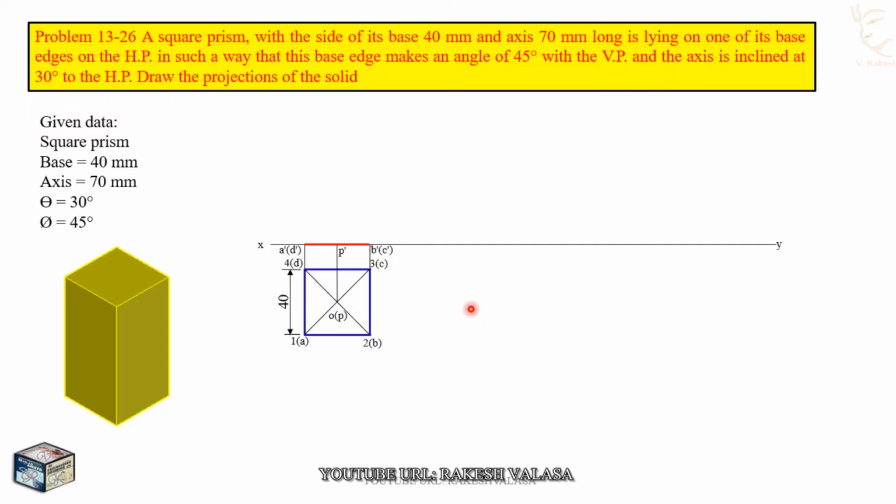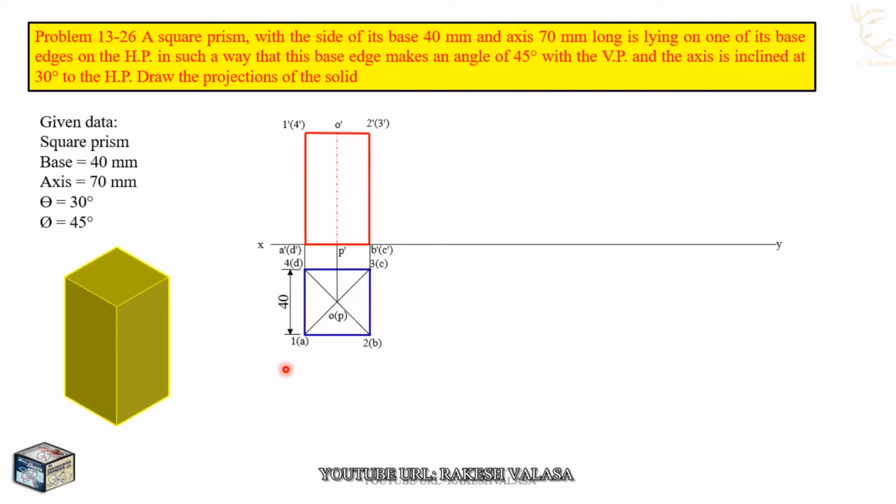Okay, after this, he has clearly mentioned that this square prism height means you can take axis length, that is 70 mm. So from each and every corner draw the 70 mm line from A dash, from B dash, then join those endpoints. Next, also draw the axis line. Next, give the notations. This is the 1 dash of 4 dash, this is the 2 dash of 3 dash.